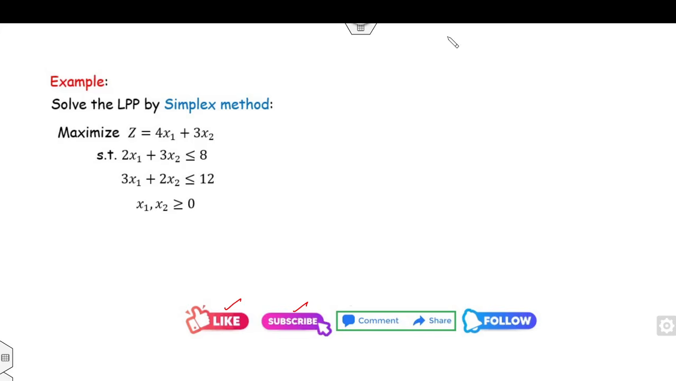Now solve the problem by the simplex method. You can see all those constraints have the less than or equal to sign, so that means you can apply the simplex method. Moreover, you can easily solve this problem with the help of the graphical method as well. Why? Because it has two variables, so you can easily draw the graph.